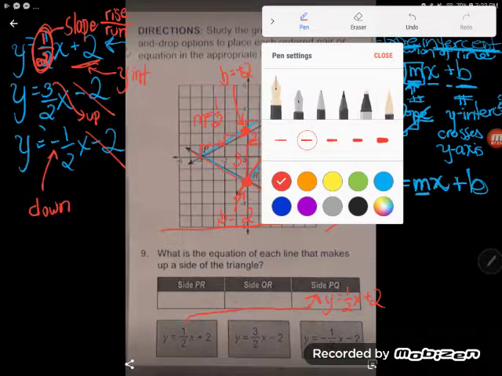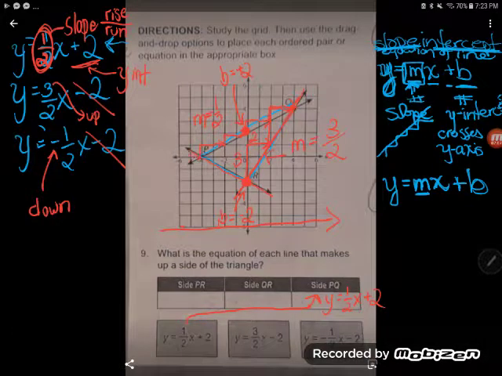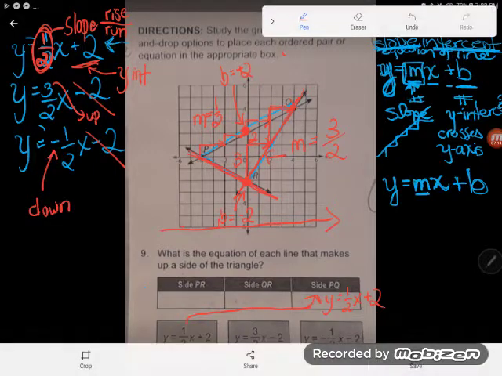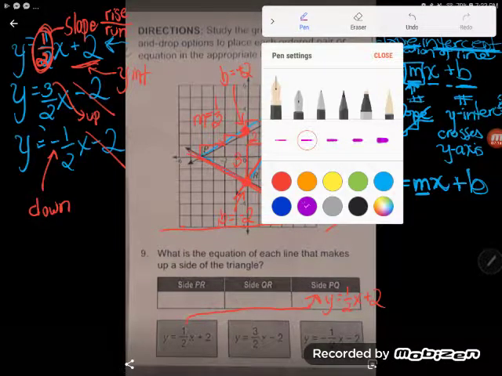Oh my gosh, this is getting super messy. This line. Oh, come on, Kate. Where's your color? I tried to change colors and I was unsuccessful.